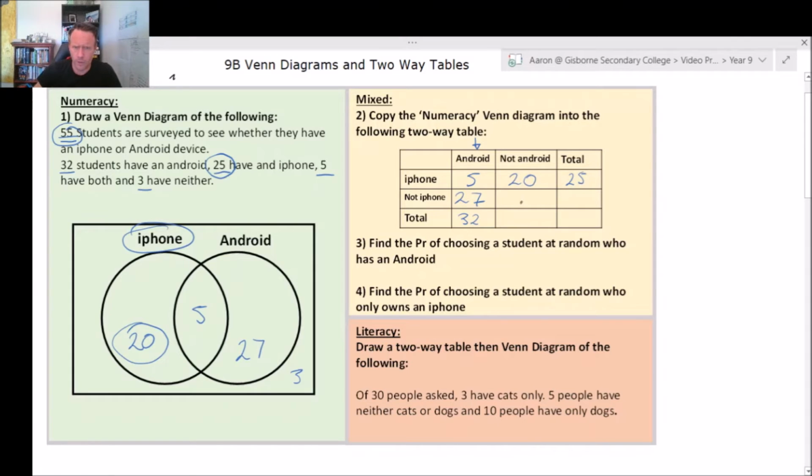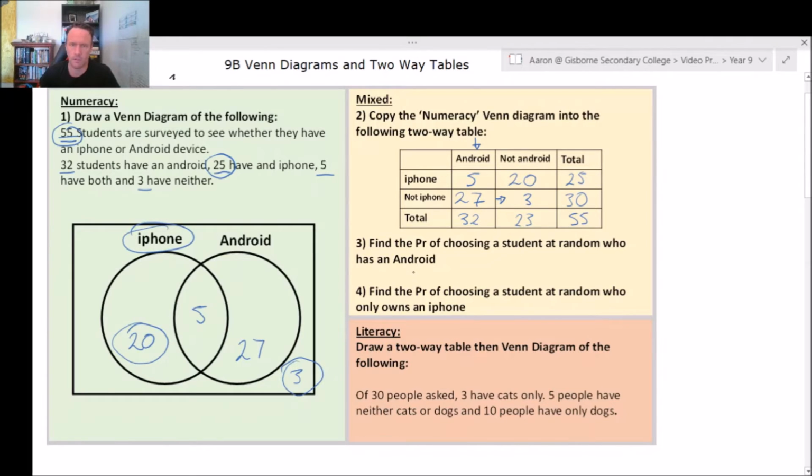Then this box here is those that don't have Androids and don't have iPhones. So we saw that that was 3. So this universal space there. And we can add that up to 23. Add this side up to 30. And we can add both of these columns. It doesn't matter which way we add it. And that will come to 55.